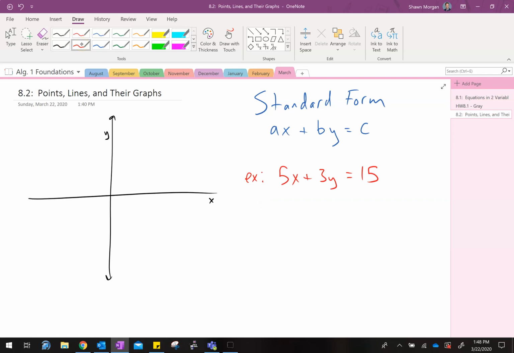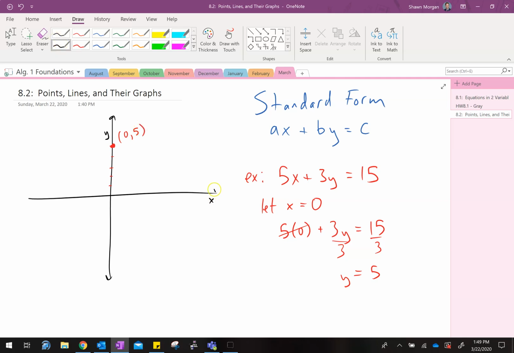So for an example, if I said, hey, let x be 0. What would the resulting y coordinate be? So if I said let x be 0, that's like plugging in x equals 0 and solving for y. So we get 5 times 0 is 0. Divide both sides by 3, and we get y equals 5. So when x is 0, y equals 5, that is an ordered pair, and we would go 1, 2, 3, 4, 5 units up, and we would plot that point of (0, 5) on the x and y axis.